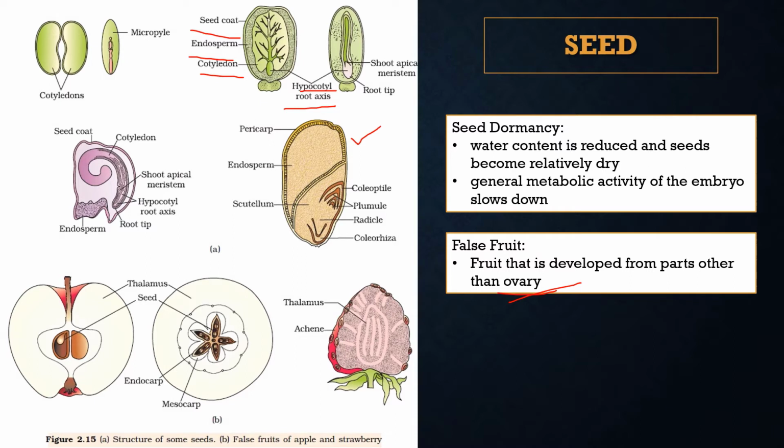As I said, fruit is a structure formed from the ovary, right? And if anything that is going to form looks like fruit but is not developed from the ovary, a structure other than the ovary giving rise to the fruit, they are called false fruit. As you can see here, in case of apple, the entire consumable fruit is actually the thalamus. It's an example of a false fruit. Similarly, even in case of strawberry, the fruit is not a true fruit, it is a false fruit. So that's the difference between a true fruit and a false fruit.